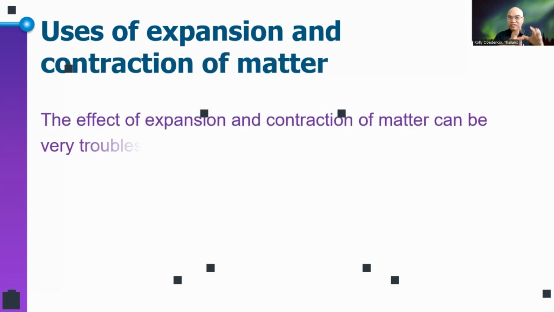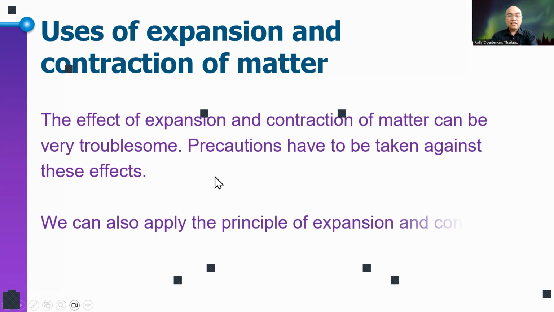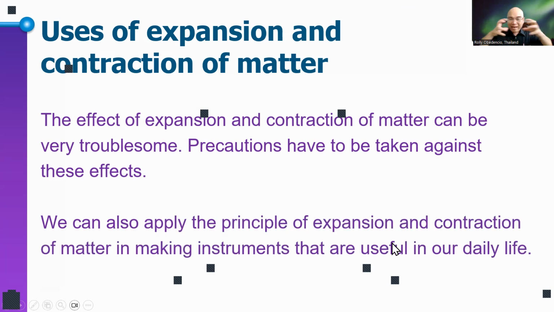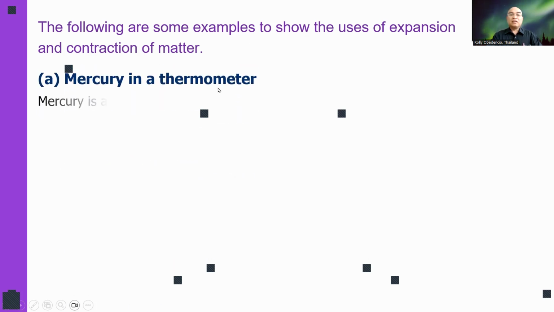So let's talk about the uses of expansion and contraction of matter. The effect of expansion and contraction of matter can be very troublesome. Precautions have to be taken against these effects. We can also apply the principle of expansion and contraction of matter in making instruments that are useful in our daily life. So the following are some examples to show the uses of expansion and contraction of matter.